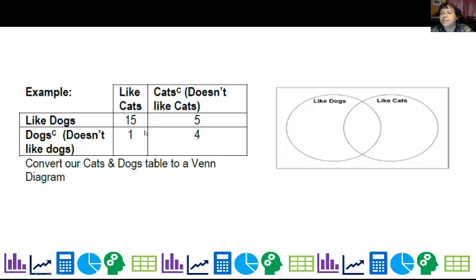All right, let's practice building a Venn diagram from a table. So likes cats and dogs, that's in the overlap, so that goes right there.